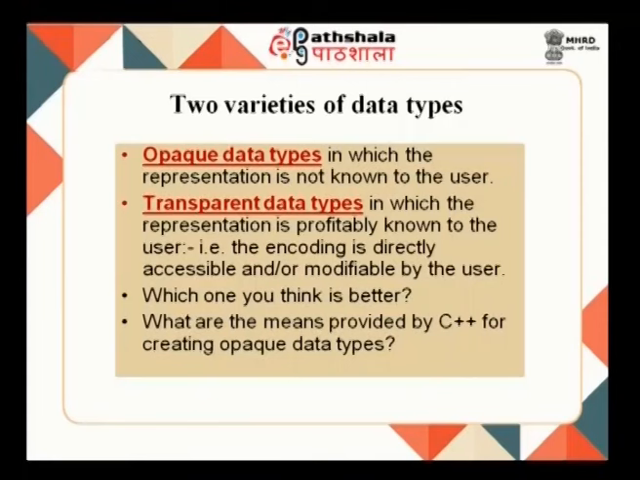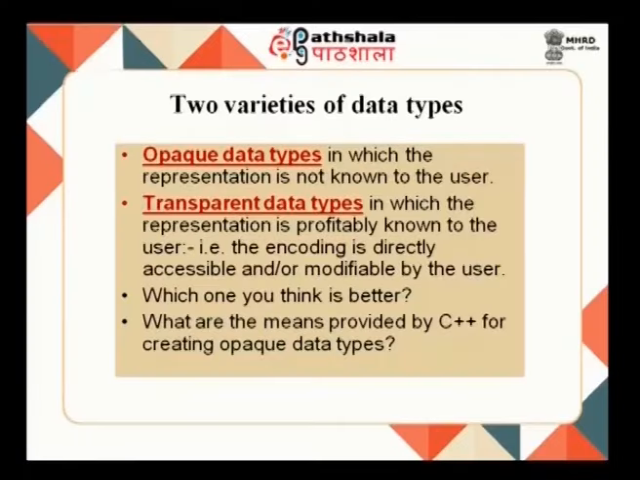There are basically two varieties of data types. One is called opaque data types and the other is called transparent data types. Opaque data types are those in which the representation is not known to the user. So, he can just use the data type and assume that everything will be done as has been specified by the data type designer. Transparent data types are those in which the representation is known to the user. By knowing the representation, the user can use it more profitably. That is, the representation is directly accessible or modifiable by the user.